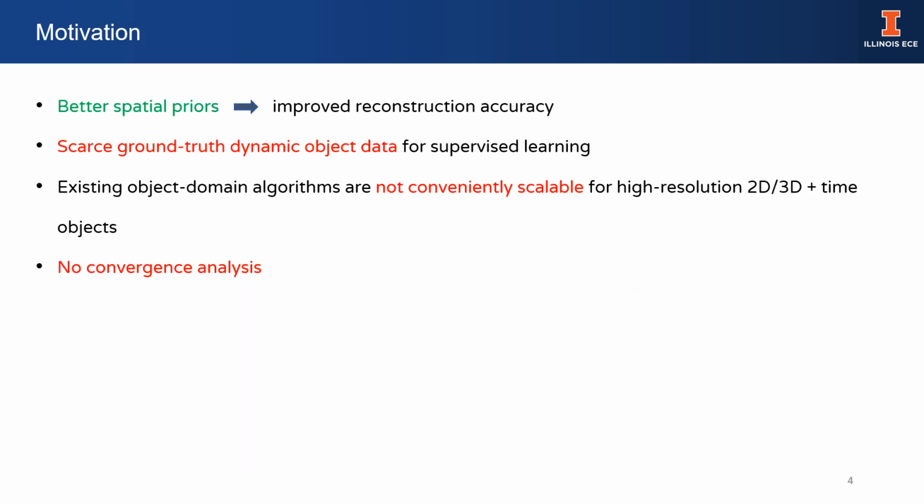The following points motivate our work. Using more accurate spatial priors for dynamic imaging problems leads to improved reconstructions. The ground truth dynamic object data for supervised learning is either non-existent or very scarce. Also, existing methods are not easily scalable, and they do not include a convergence analysis.